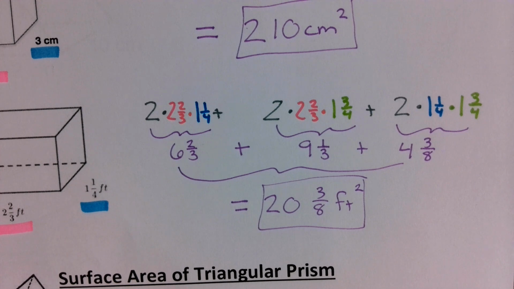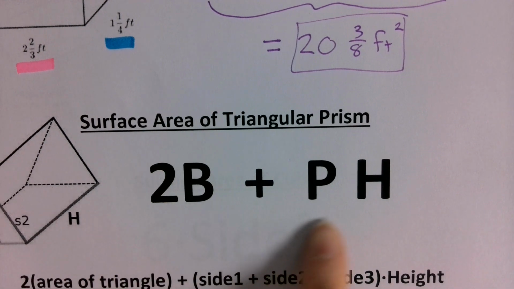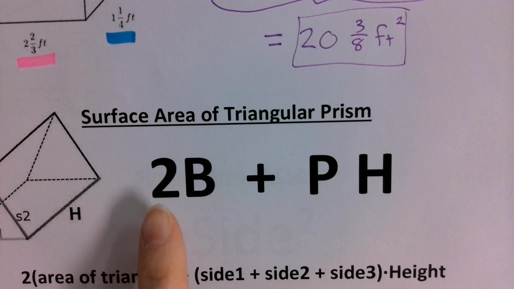If you did not convert it into a mixed number, if you kept it improper, then 163 over 8 is what you would have had. And again, feet squared. Okay, so rectangular prism, super, super easy to do. Triangular prism, basically it's following the same process, but then you divide it by 2 because your area gets divided by 2.